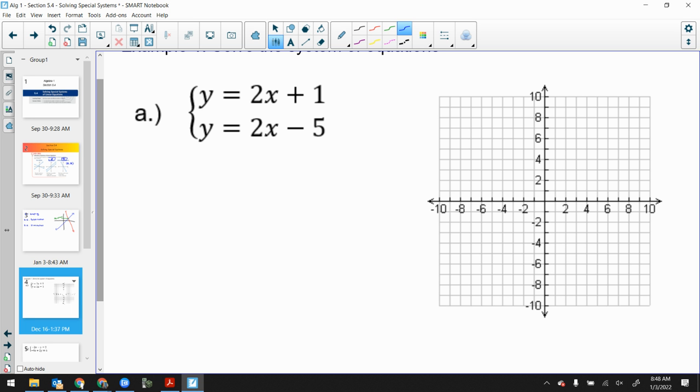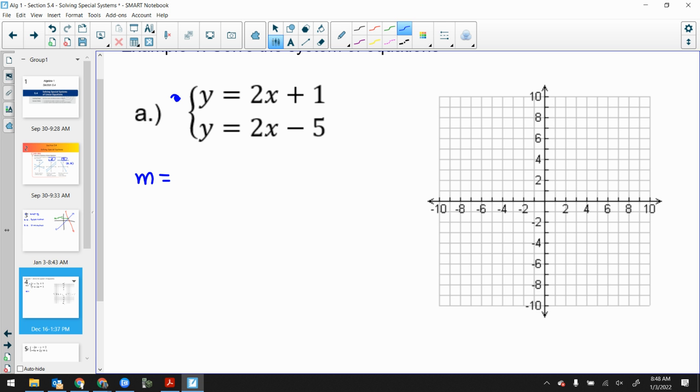Let's talk about graphing. We're going to use our three methods here. Y equals 2x plus 1 and y equals 2x minus 5. Obviously, I've got these both set equal to y, and I've got a graph there for you. Let's use graphing. So let's graph these two lines together. I'm going to put the first line in blue.